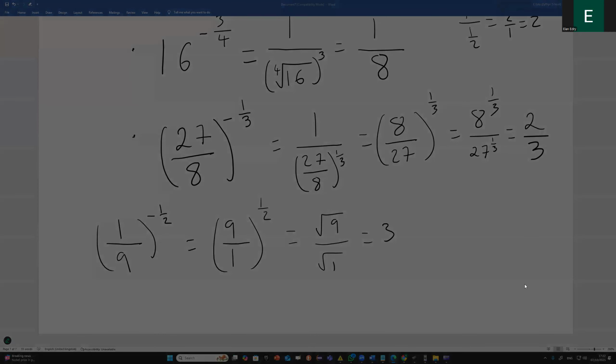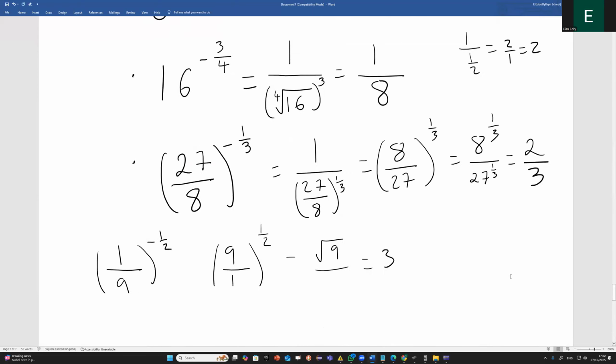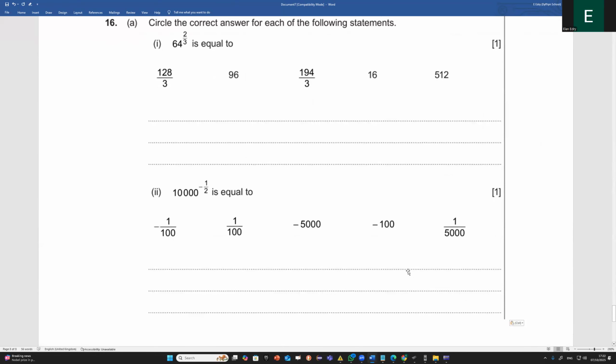Have you got recurring decimals on this test as well? I am not sure. No problem, I'll check.